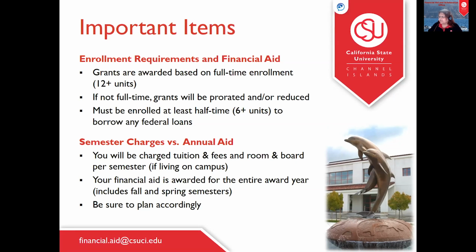The semester charges versus annual aid: you'll be charged tuition and fees, and room and board per semester if you're living on campus. And as a quick tip, your financial aid is awarded and applied to your fees and campus housing, because we have had students inquire on how they're applied. If you don't live in housing, the remaining financial aid will go to you, unless it's a Parent Plus loan.